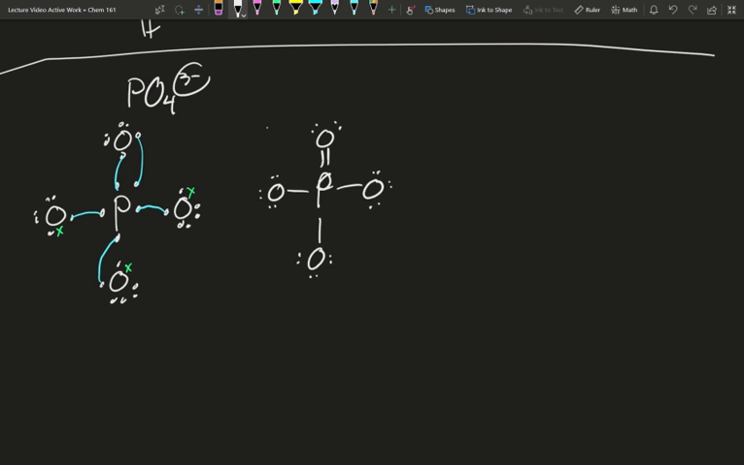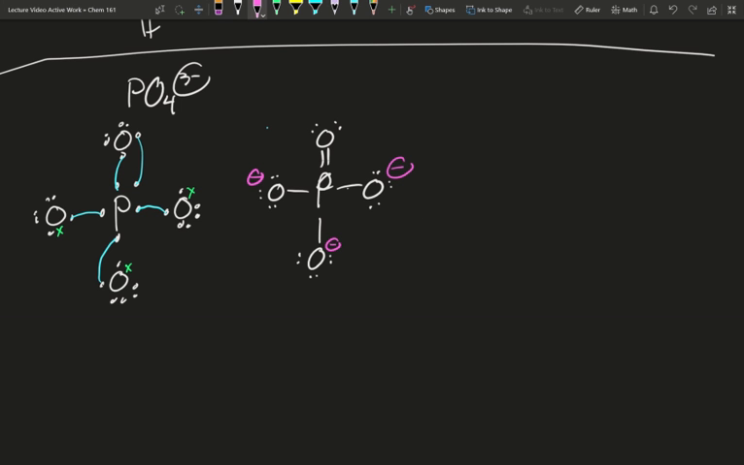If we do our formal charges, well, the oxygen here sees 1, 2, 3, 4, 5, 6, and half of the bond for 7. It sees 7 formal charge electrons. It normally wants 6. 6 minus 7 is minus 1. And so we have a negative charge on each of those single bonded oxygens.